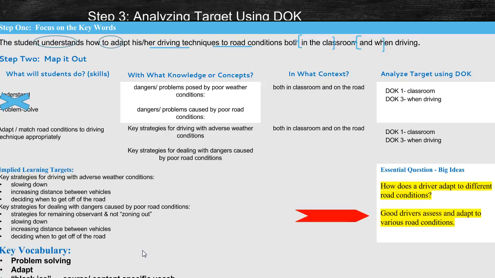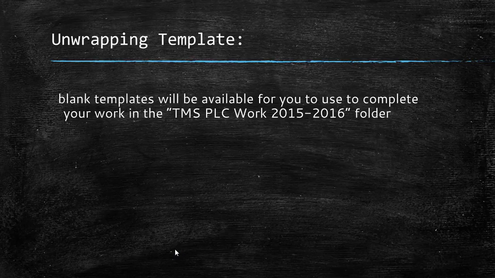So finally, we're back to our driver's ed example. And so if we're developing essential questions and big ideas for our driving and road conditions example, our essential question might be, how does a driver adapt to different road conditions? And our big idea might be, good drivers assess and adapt to various road conditions. So once again, this is the location of where you're going to find your resources. TMS PLC Work 2015-2016 folder.